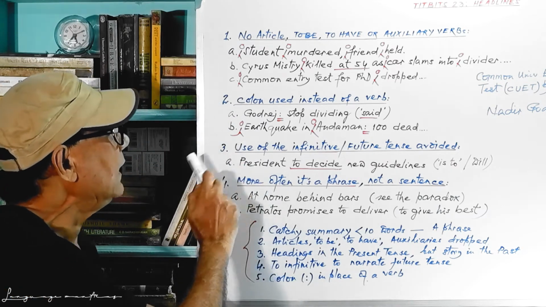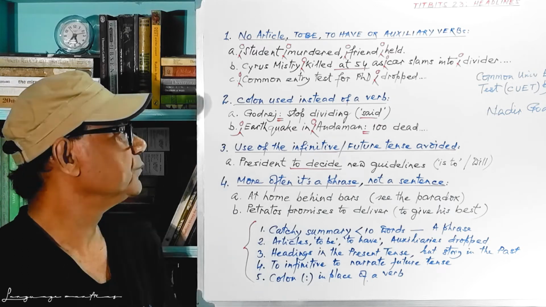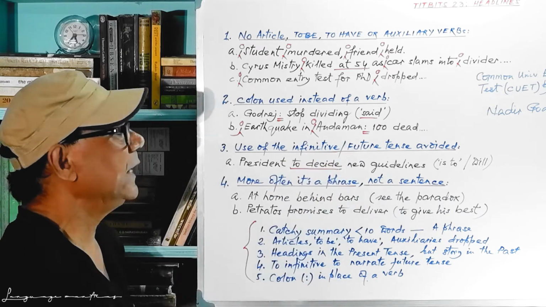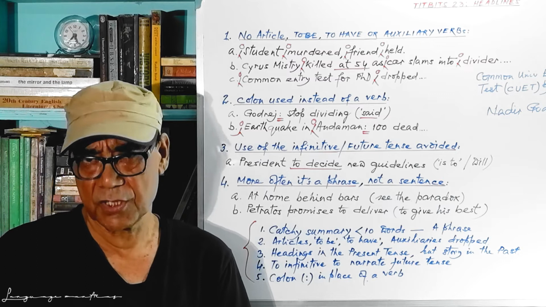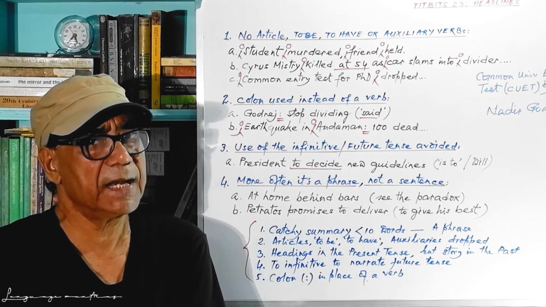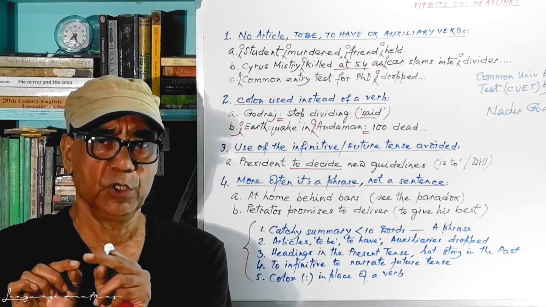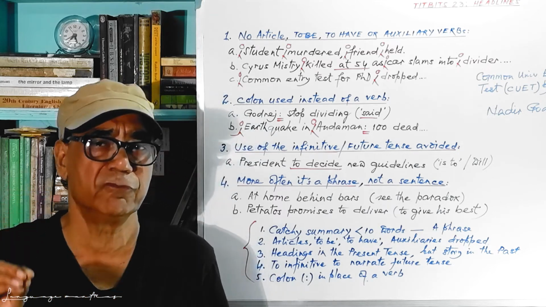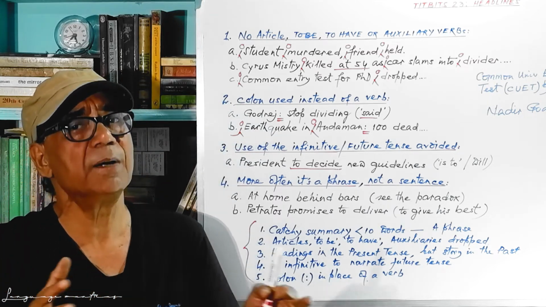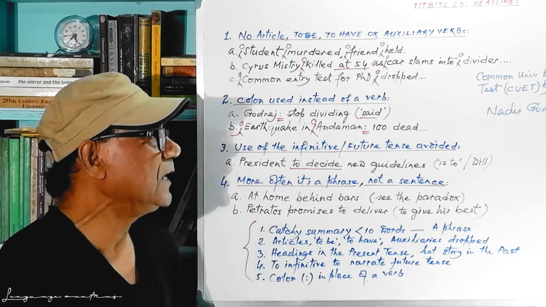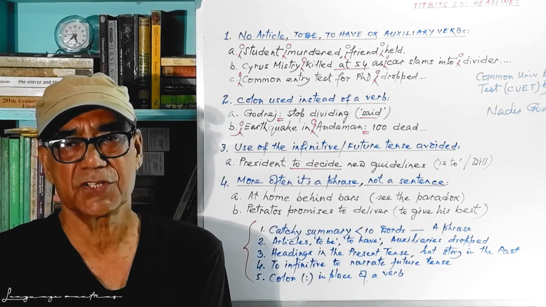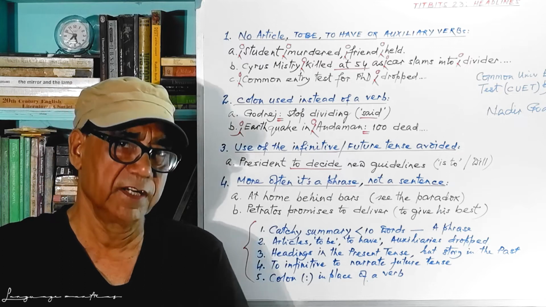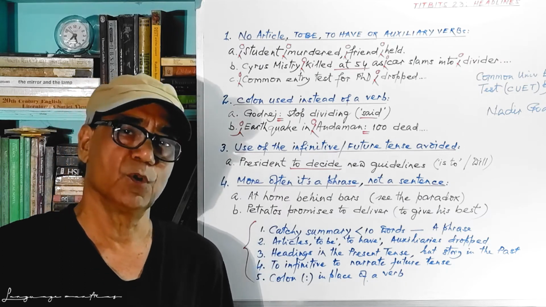That means an earthquake in the Andaman left 100 people dead, something like this. Whenever there is a colon in a newspaper headline, you must supply a suitable verb so that it makes some good sense. And you have to supply that verb. Even if you can't, you read the main story and it will be clear.